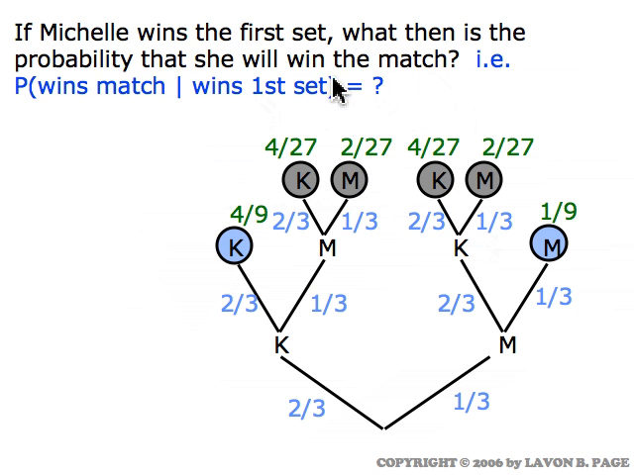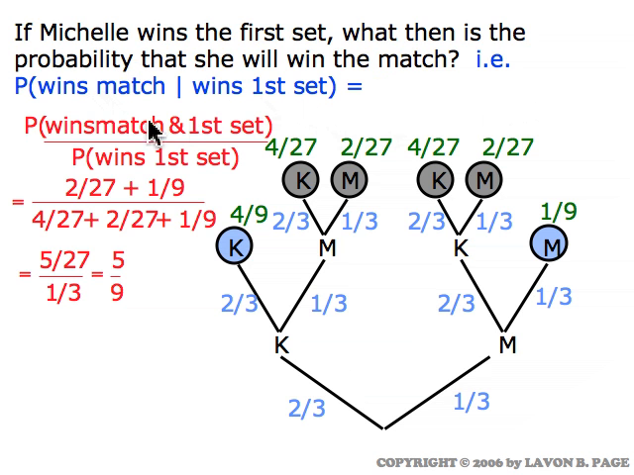The next question is, if Michelle wins the first set, what then is the probability she wins the match? Well, certainly winning the first set should increase her chances, right? So this conditional probability should be larger than the probability that we just computed. We're looking at the probability she wins the match based on the knowledge that she wins the first set. So we return to the definition of conditional probability to think about how to approach that.